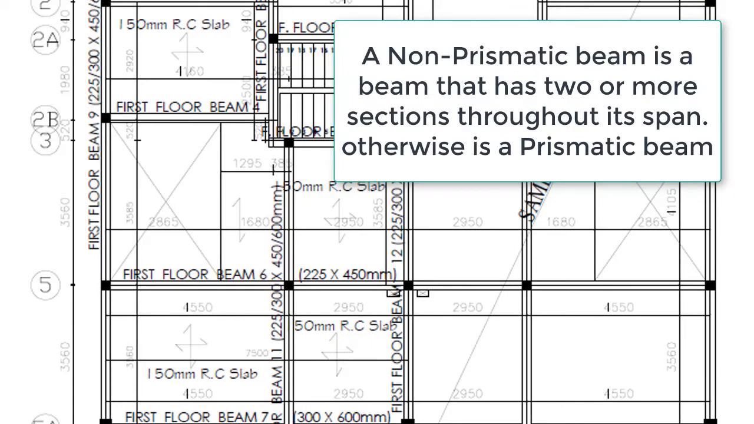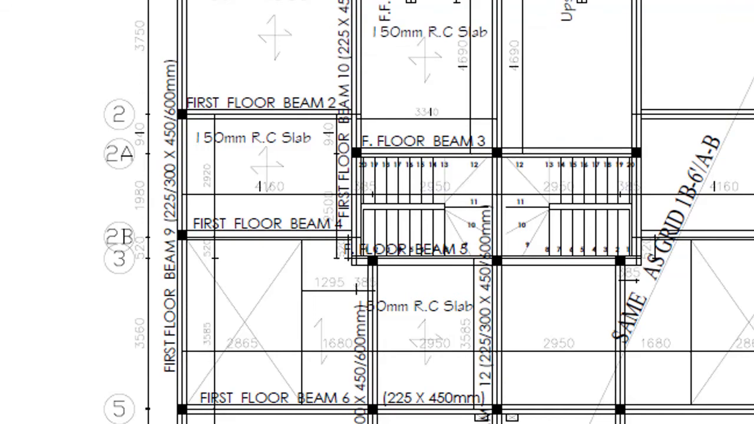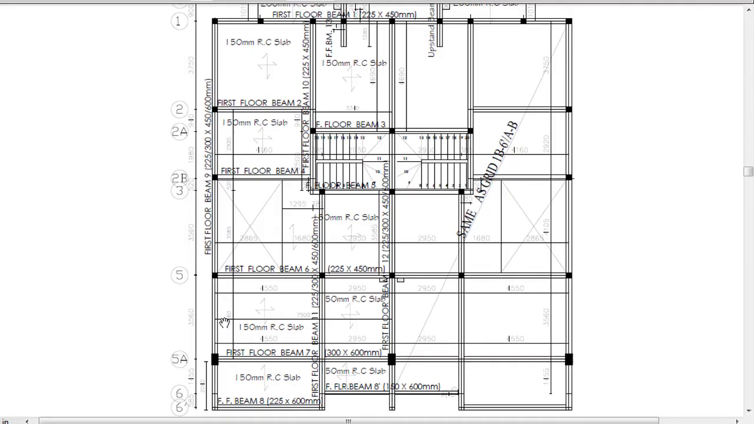You can see that the beam 7 that we did here is a prismatic beam because it is 300 by 600 throughout. But beam 9 is a non-prismatic beam. It has 2 sections. One section is 225 by 450. The other section is 300 by 600. So that's why I want to talk about beam 9 as well. And it is the longest non-prismatic beam in this structure. So let's pick beam 9.